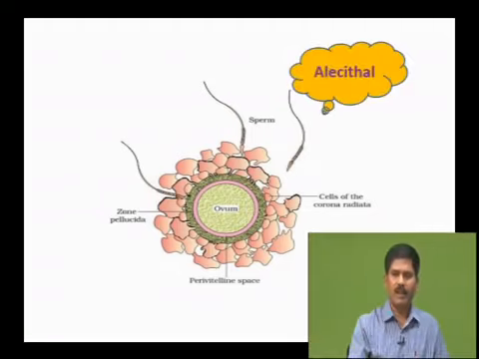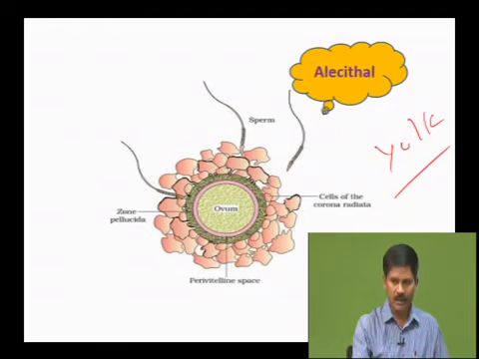It is said to be alecithal. It is called alecithal because it is free from yolk. You know that yolk is a reserve food material that provides nutrition for the developing embryo, as we see in the case of bird's eggs. But in the human egg, the development is internal.